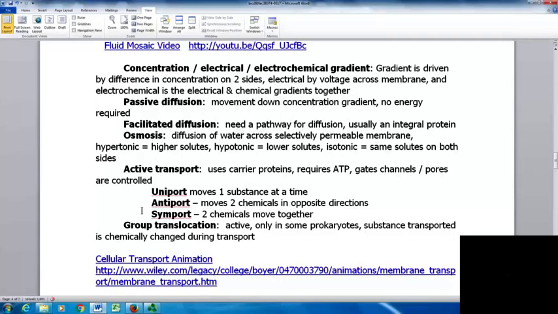In group translocation, this is an active process and only seen in some prokaryotes. The substance is transported, but as it's transported, it's going to be chemically changed during the transport process.